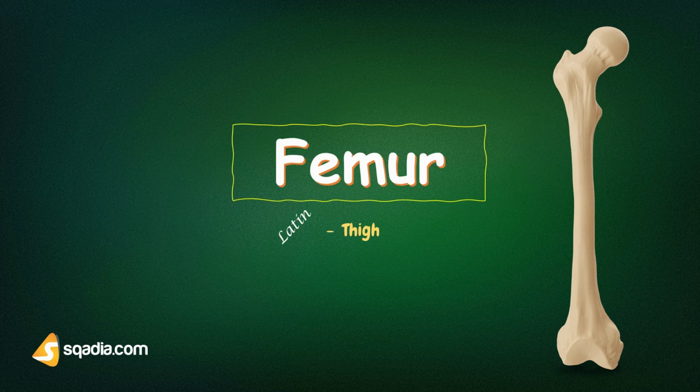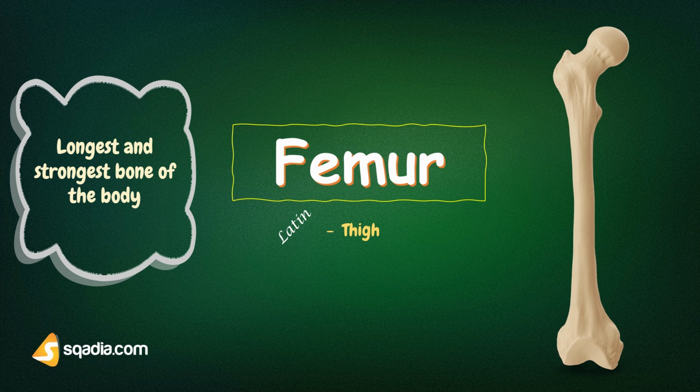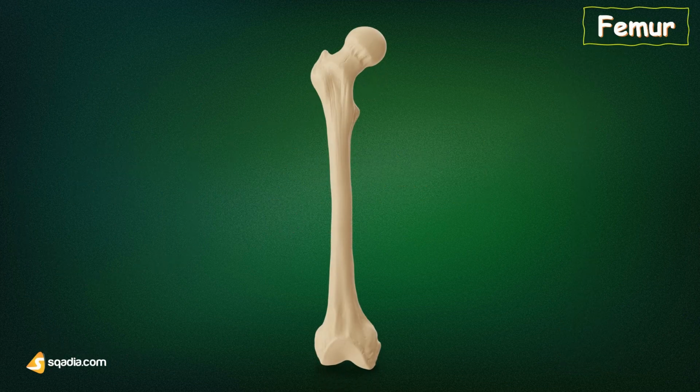The femur, or thigh bone, is the longest and strongest bone in the body. Like any other typical bone, the femur has an upper rounded end, a lower bicondylar end, and a long shaft that is convex forwards.